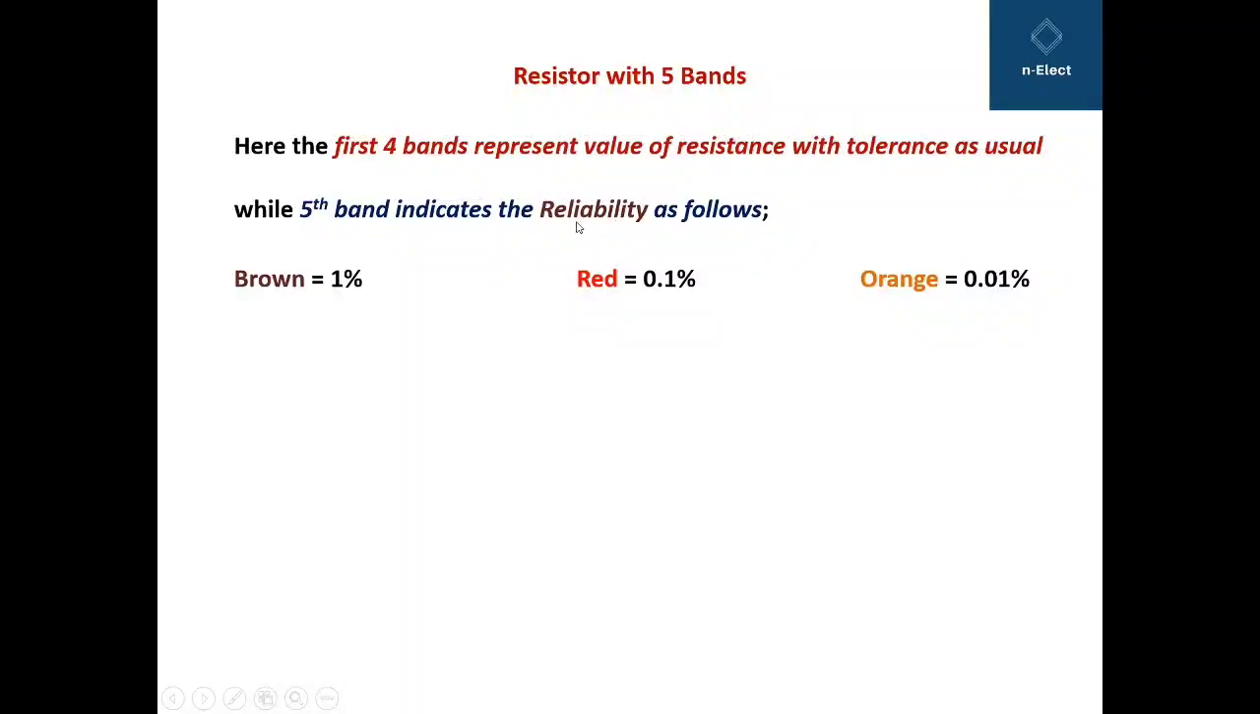And the reliability band, that is the 5th band, may be either brown or red or orange. So there are only 3 colors so far as reliability is concerned. And we have already seen in the last slide that so far as tolerance is concerned, there are 2 bands, golden and silver, right? And so far as the fractional multiplier is concerned, again 2 bands, golden and silver. But here for reliability there are 3 colors, brown, red and orange. And the reliability is for brown 1%, for red it is 0.1%, for orange it is 0.01%. Means for orange it is least, for brown it is more.